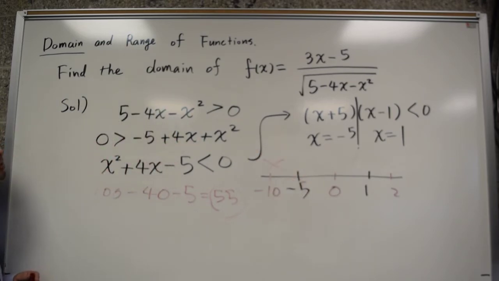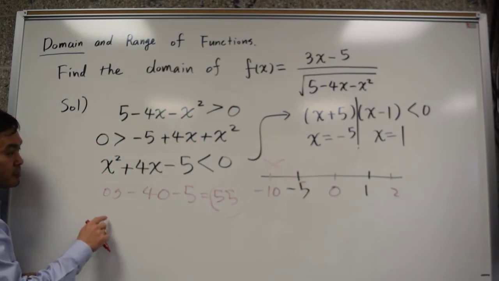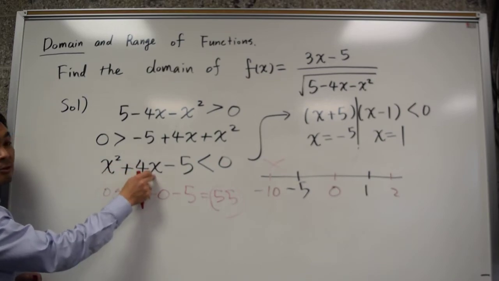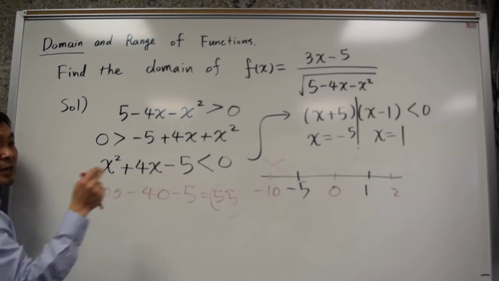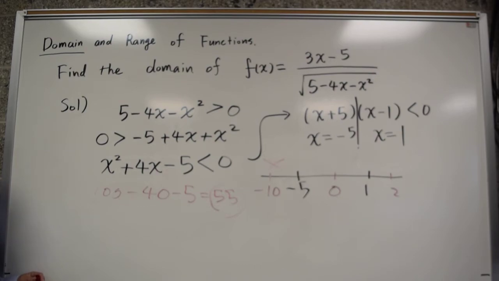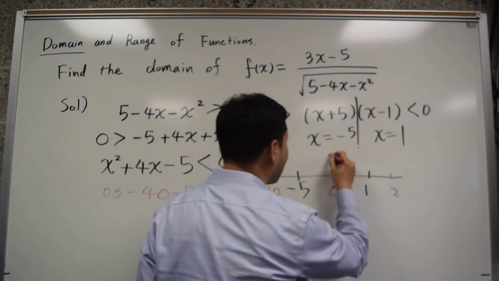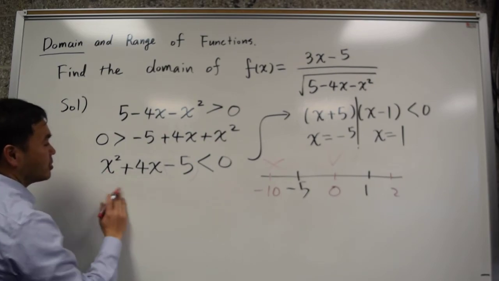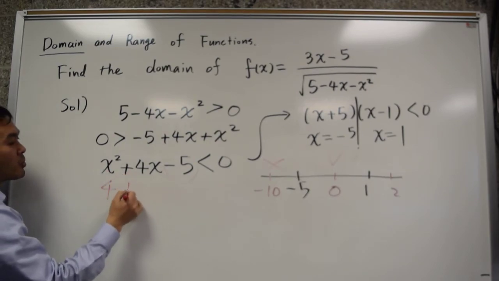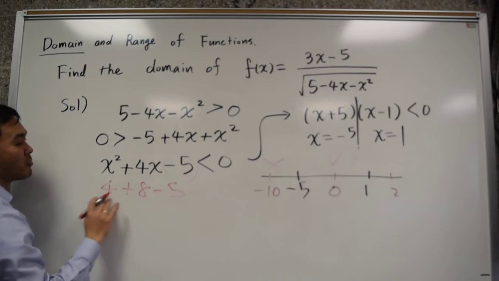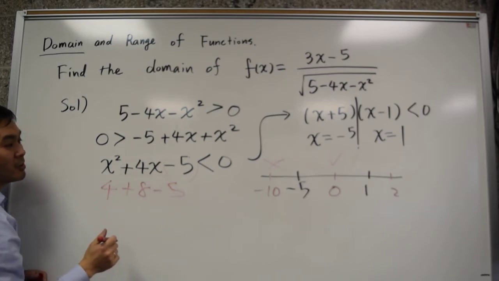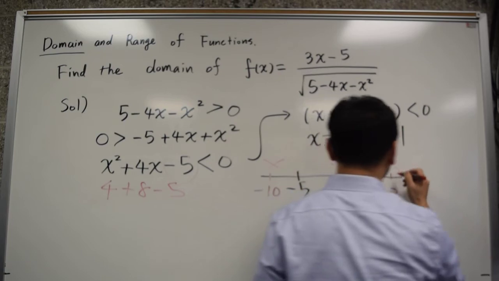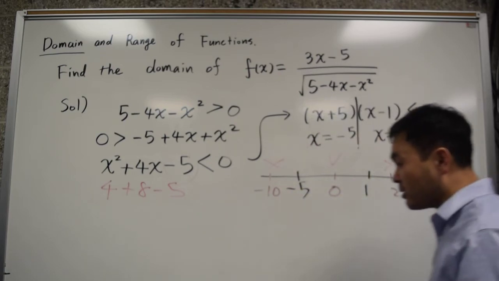Okay. Now let's plug in 0. You get -5. What happens if you plug in 0? Is it good or bad? It's good. -5 is less than 0, right? So that's good. Check. Let's plug in 2. 2 squared is positive 4, 2 times 4 is 8, 4 plus 8 is 12, minus 5 is 7. Nope. No good. Okay, so we're almost there.